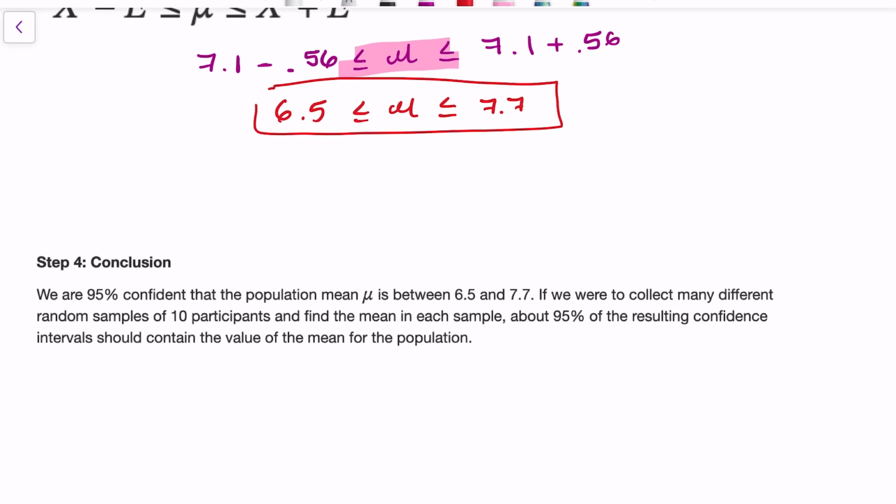For APA style, if we're going to have this after a hypothesis test, really all we have to do is use this notation, 95% CI. Oh, I forgot the percent. Bracket, and then 6.5, comma, 7.7. Close bracket. There you go. So we are 95% confident that the population mean is between those two numbers.